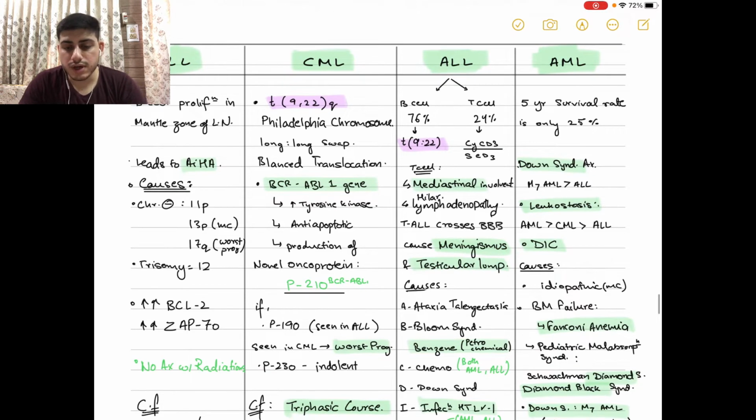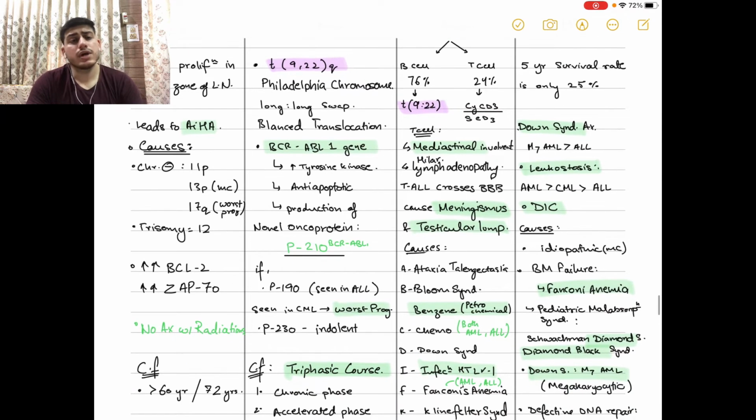Now let's start reading about ALL, acute lymphoblastic leukemia or acute lymphocytic leukemia. Basically, lymphocytes, as I already told you, can produce B lymphocytes and T lymphocytes. Now the cancer is affecting the lymphoblastic cell. So it can lead to B and T, but the most common here will be B. The B cell has 76%. 76% of patients are found having B cell ALL, and the rest, 24% of patients, are found to have T cell ALL.